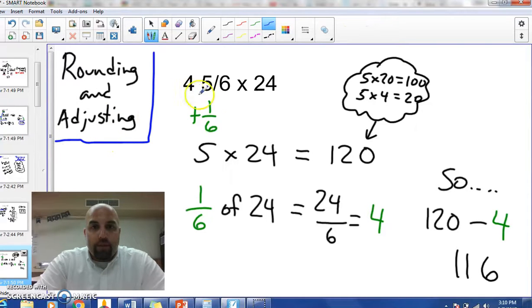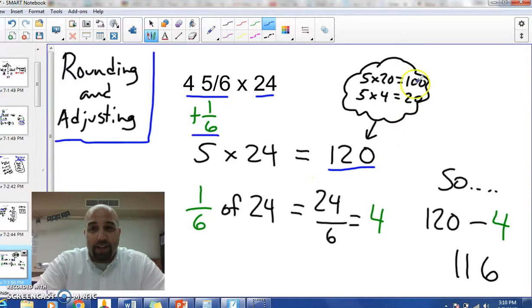So I'm going to take 4 5/6 and then 24. 24 seems to be kind of in the middle of 20 and 30, so I don't think it's going to help me all that much. But 4 5/6 is awfully close to 5. So I'm going to make sure that I add 1 more sixth to get to 5. So now I've got 5 times 24. And that's a pretty easy problem for me to solve. 5 times 24 is 120.